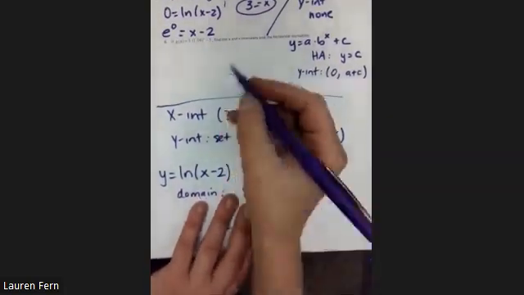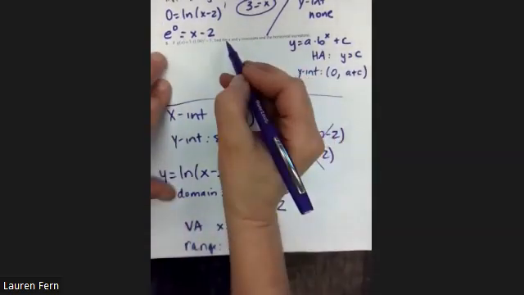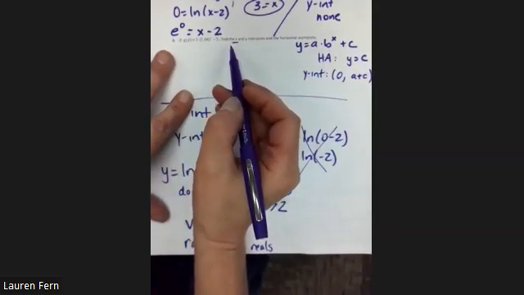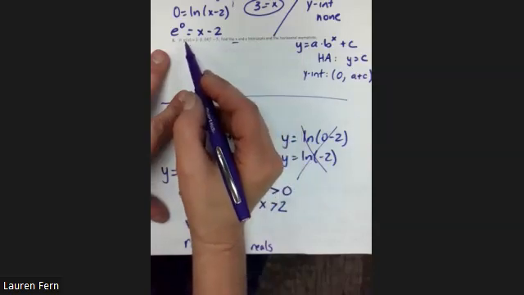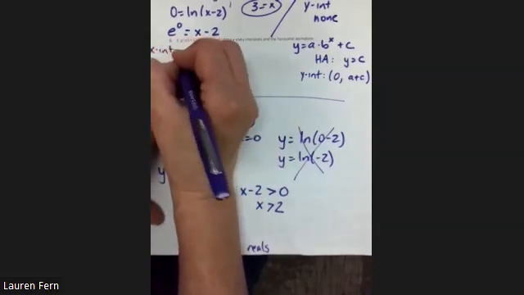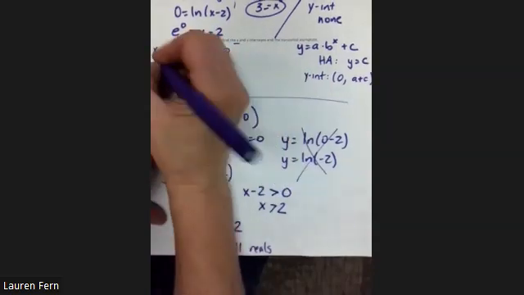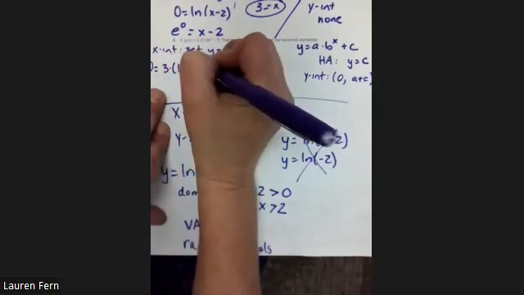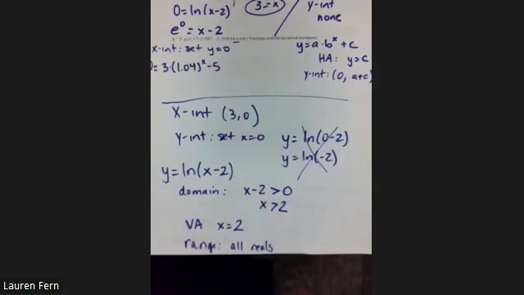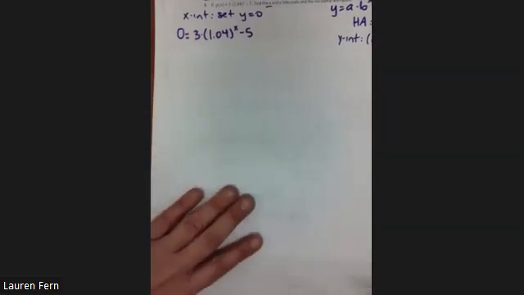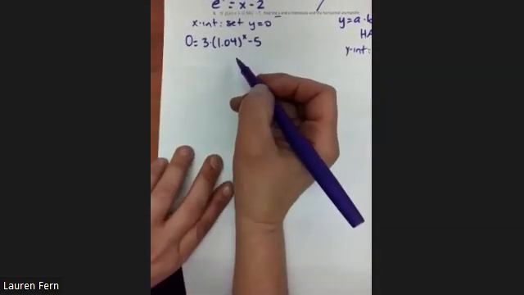Okay, let's start with our x-intercept. How do you find your x-intercept? Don't you set y equal to 0? So for the x-intercept, we set y equal to 0. So then I'm solving 0 = 3 times 1.04^x - 5. I'm going to continue this on a scratch piece of paper. Can I solve this equation here?